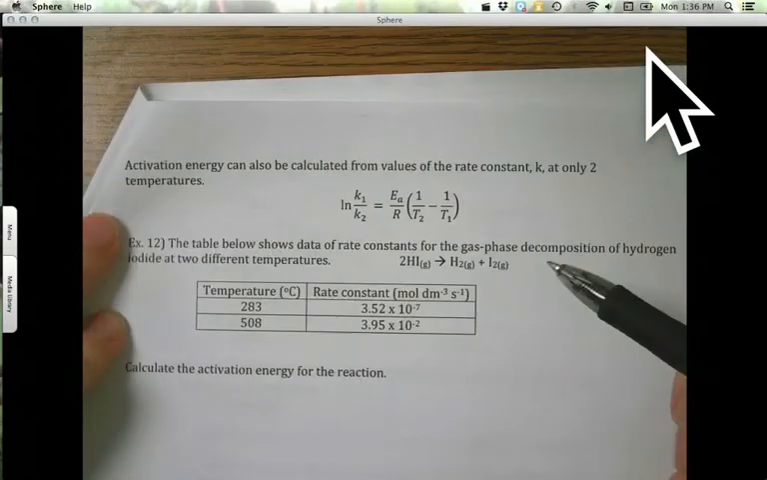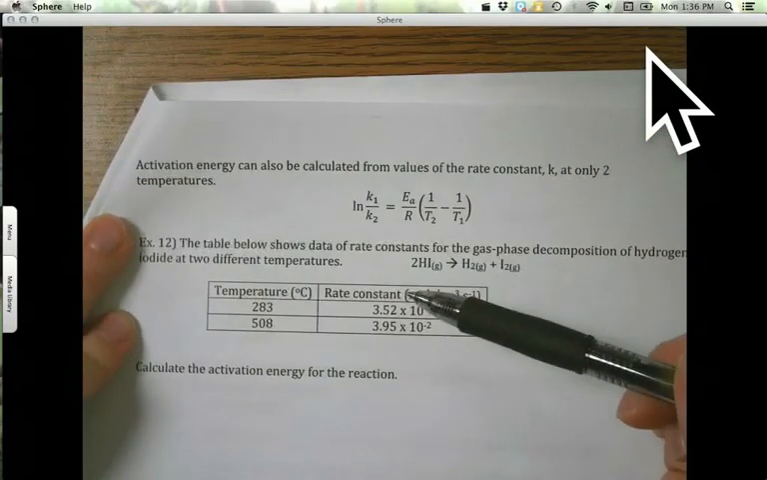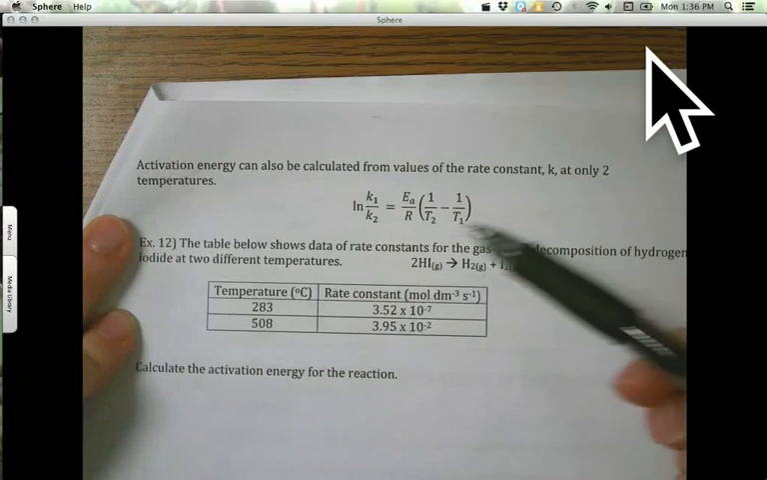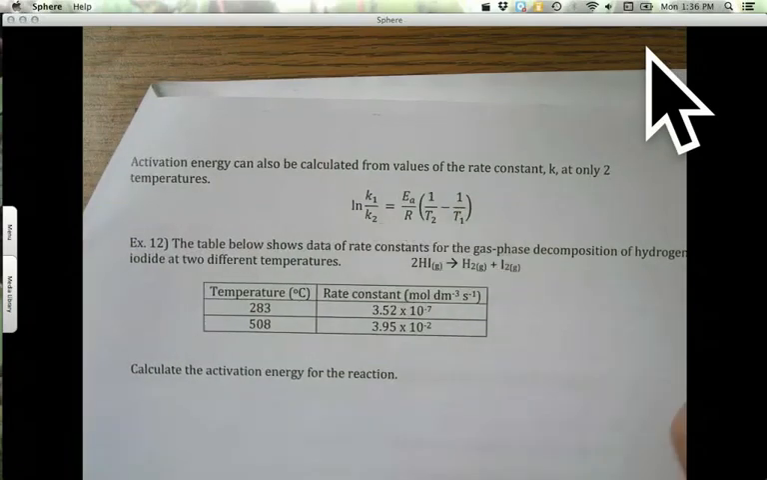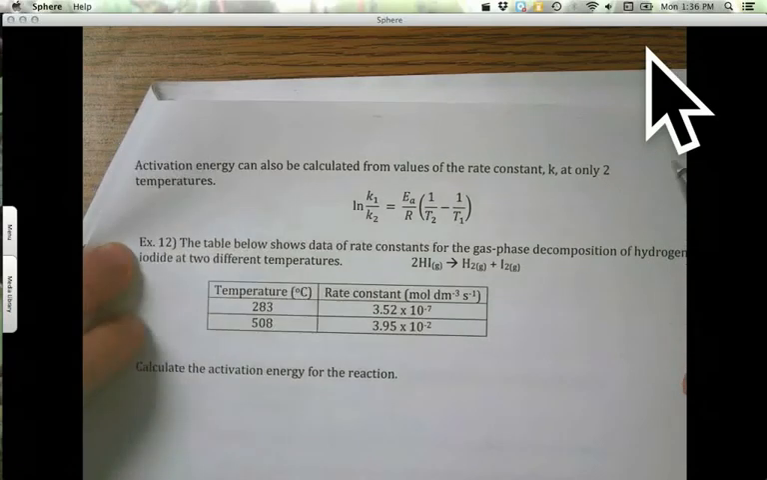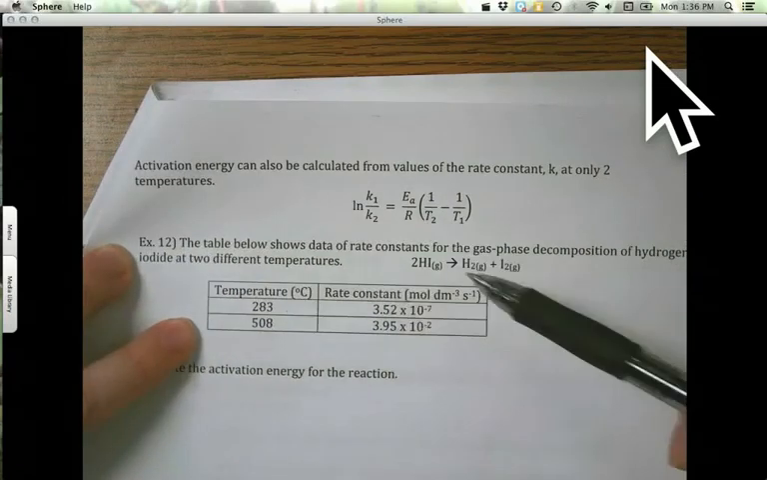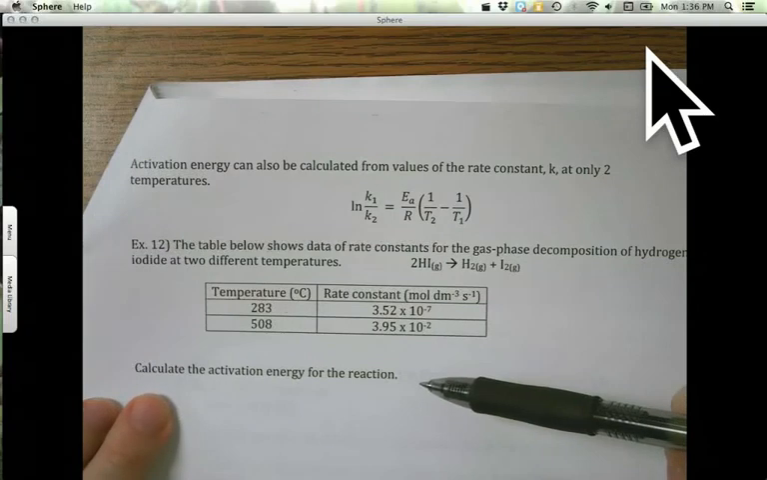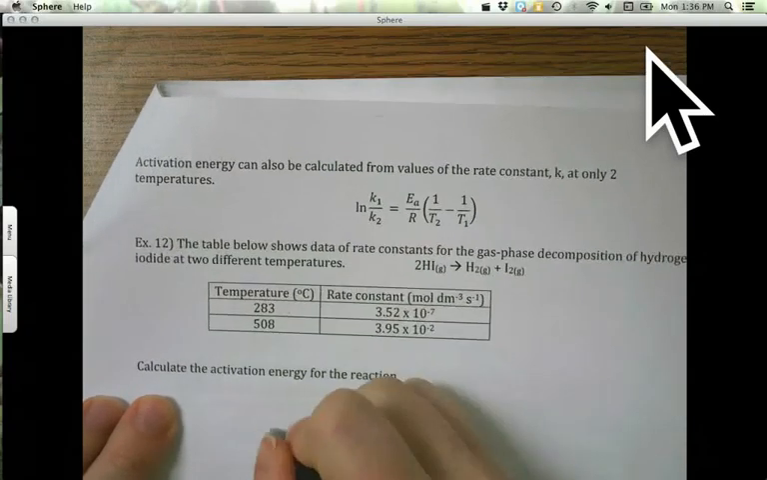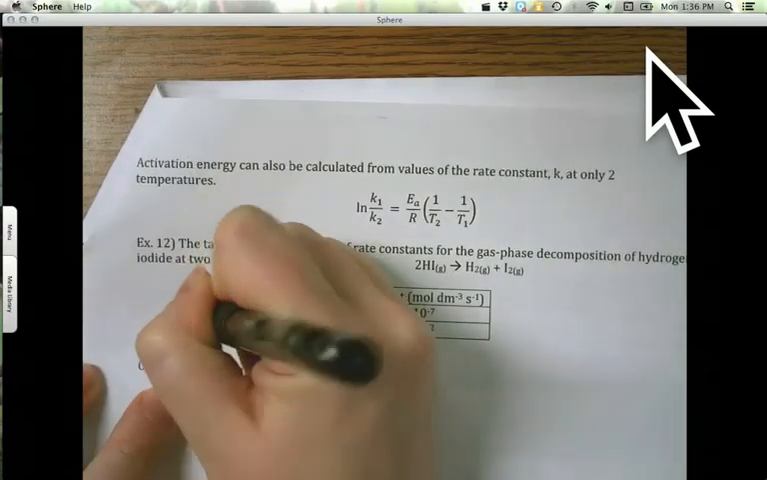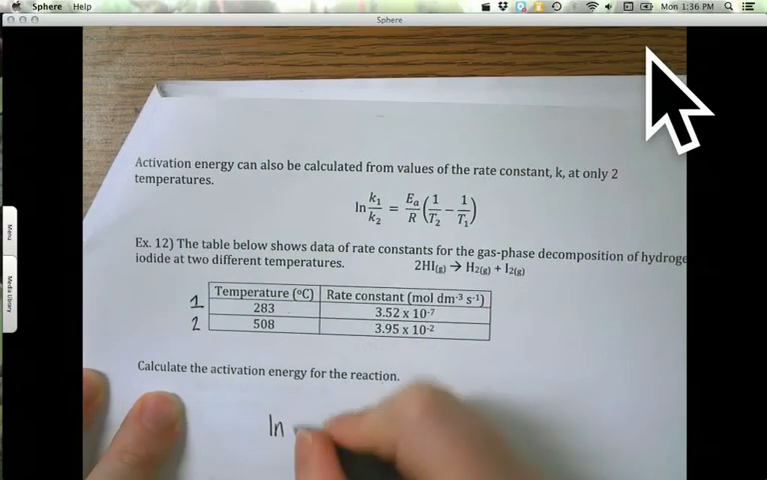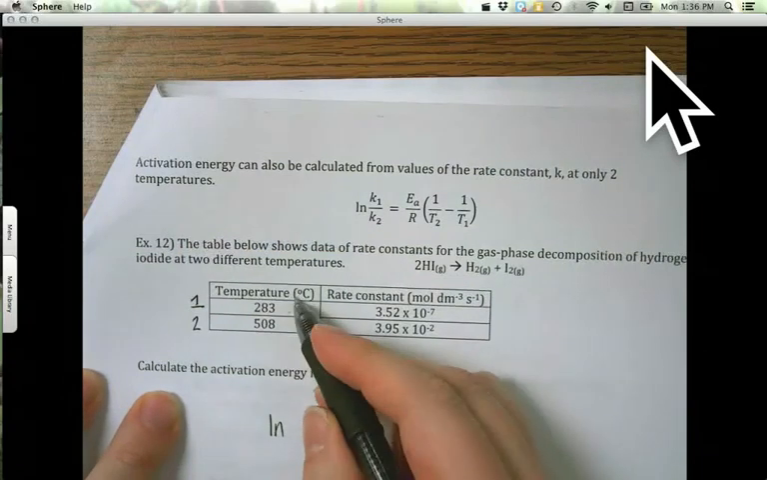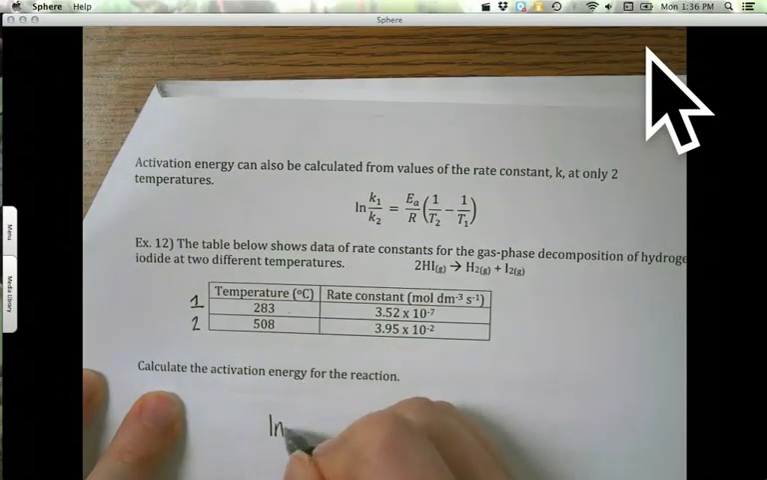So we can also measure the rate constant at a couple different temperatures and get the ratio of the rate constants, and then solve for our activation energy. So we've got these two temperatures, these two rate constants. We're going to calculate the activation energy. So I'm going to call this temperature 1 and this temperature 2. So, and that's in Celsius. I need it in Kelvin. Actually, never mind. I need my k values first.